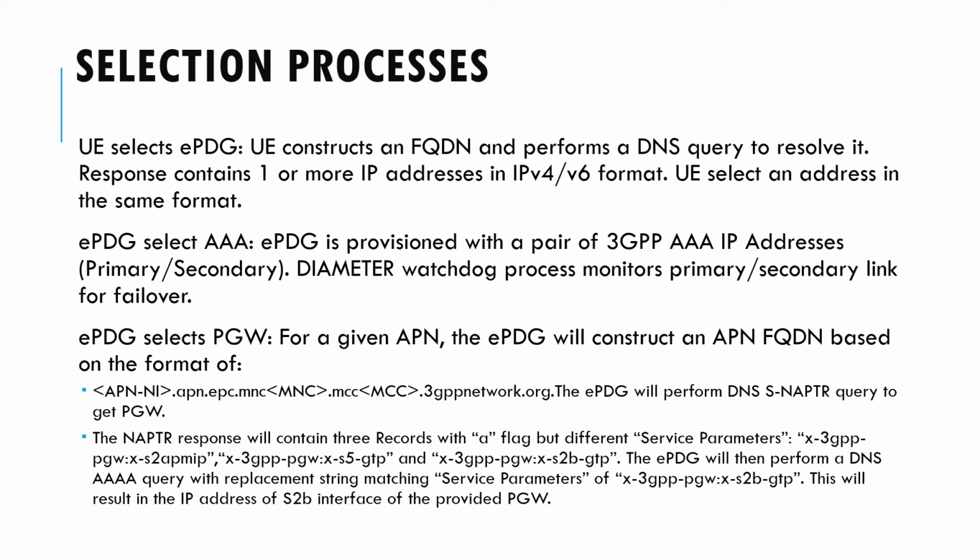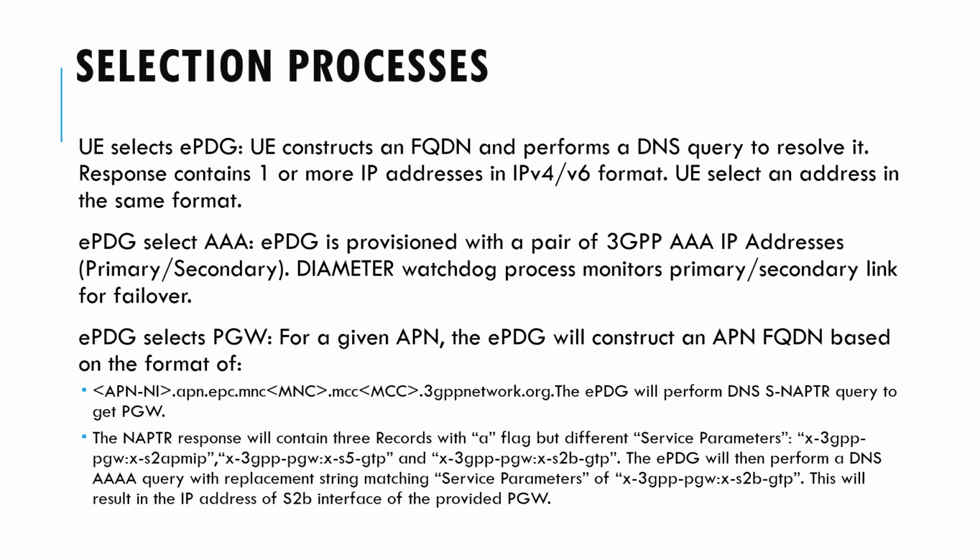Then the third selection process is the P gateway selection process. Which node will select the P gateway? Obviously the EPDG, because the EPDG is connected to the P gateway as shown in the architecture slides. So how will the EPDG select the P gateway? The EPDG selects the P gateway on the basis of the APN name.